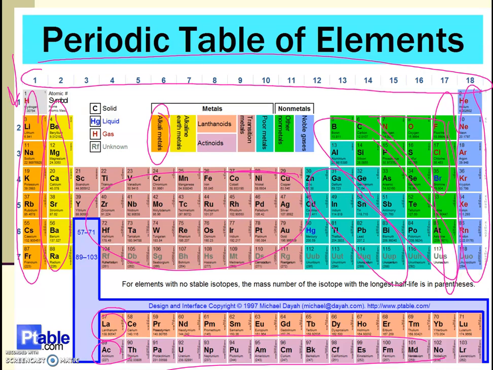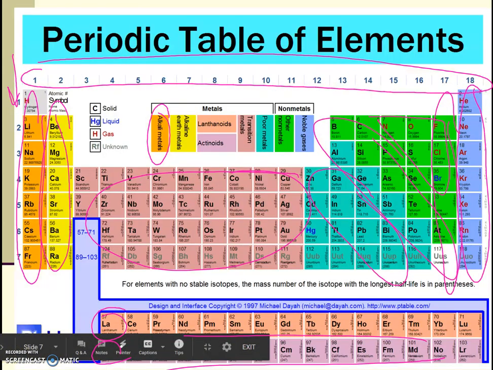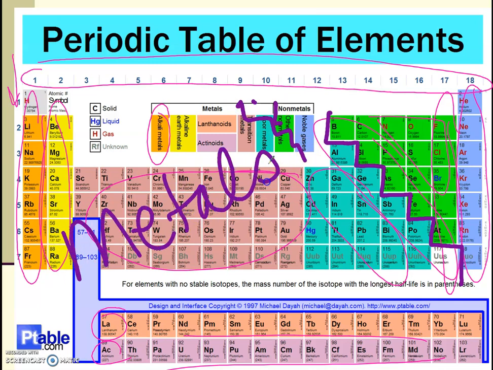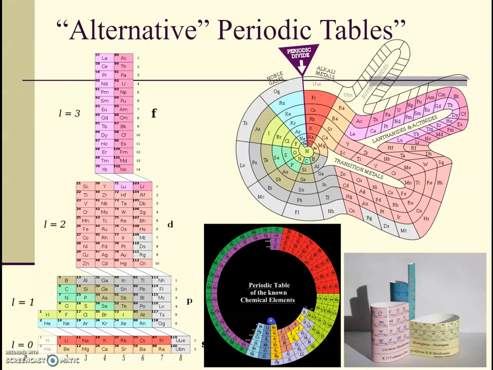But basically what we're seeing is that right here with this diagonal line that you see, this splits our periodic table up into 2 parts, and that is going to be our metals on the left-hand side and our non-metals on the right-hand side, with our metalloids having properties of both in between. Now, there's lots of different kinds of periodic tables.